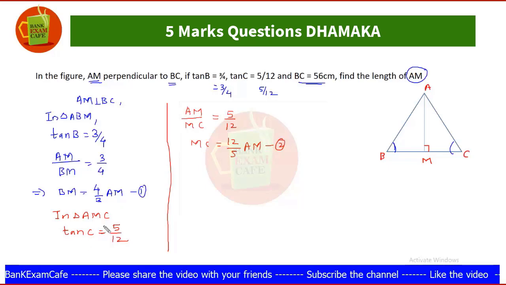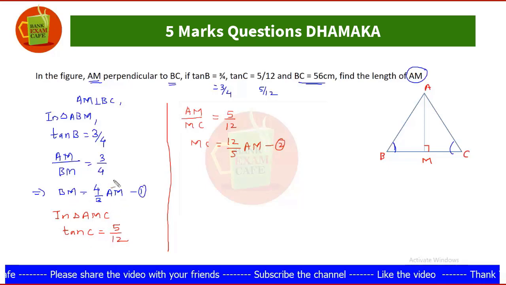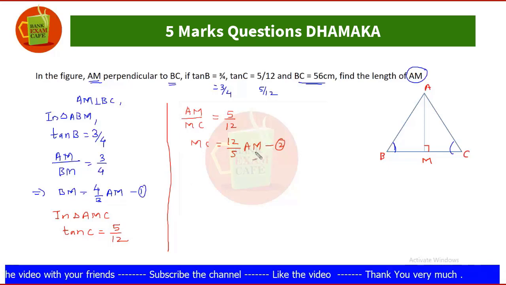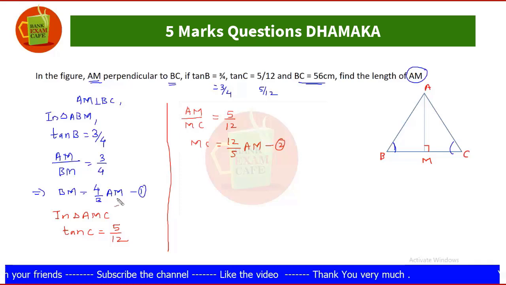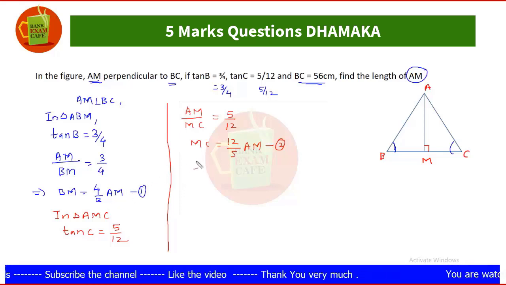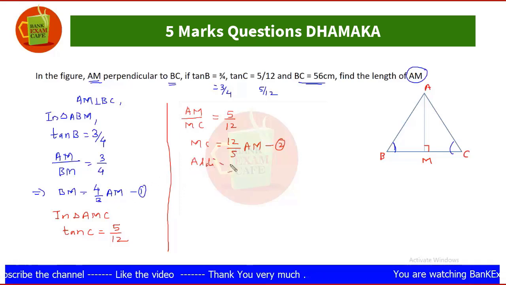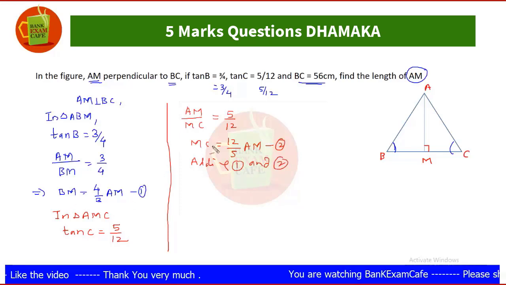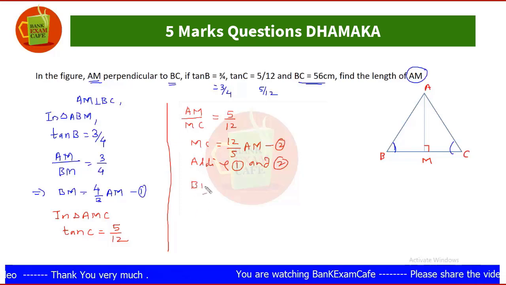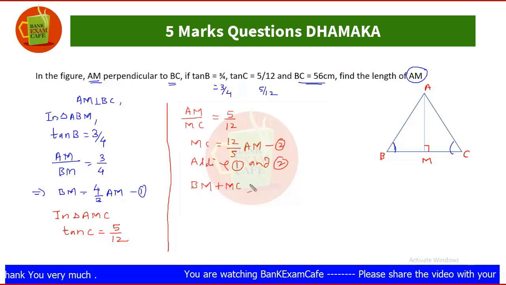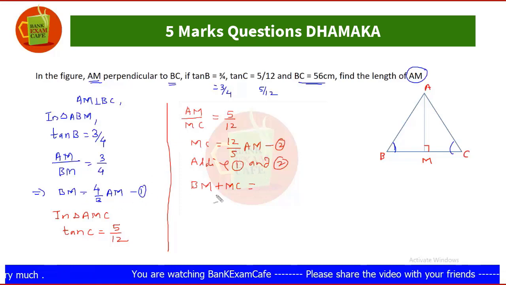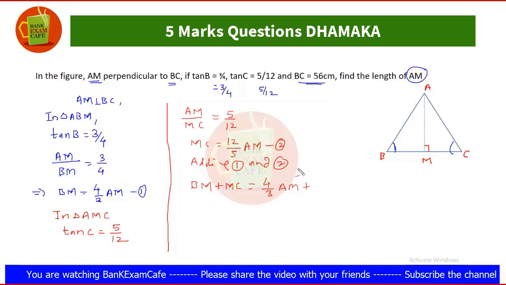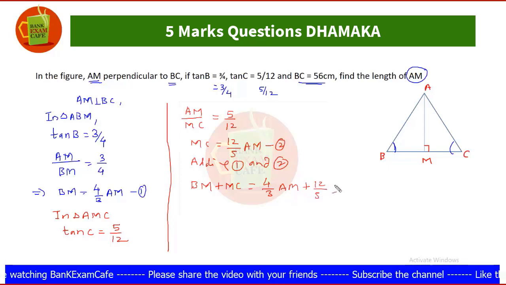So this is number 1, that BM is equal to 4 by 3 AM and MC is equal to 12 by 5 AM. We have to find the value of AM. So I add first and 2. So adding 1 and 2, we will get BM plus MC, that is equal to, BM is 4 by 3 AM, plus MC is 12 by 5 AM.